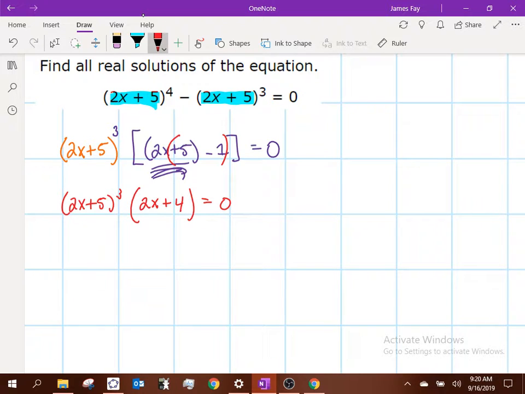So then I have 2x plus 5 cubed times this factor equal to 0, because I've got two factors now, right? Two factors multiplying together give me 0. One of them or both of them have to be 0. Now this one here actually has three factors kind of wrapped up inside it, but it's okay. I can do it this way.